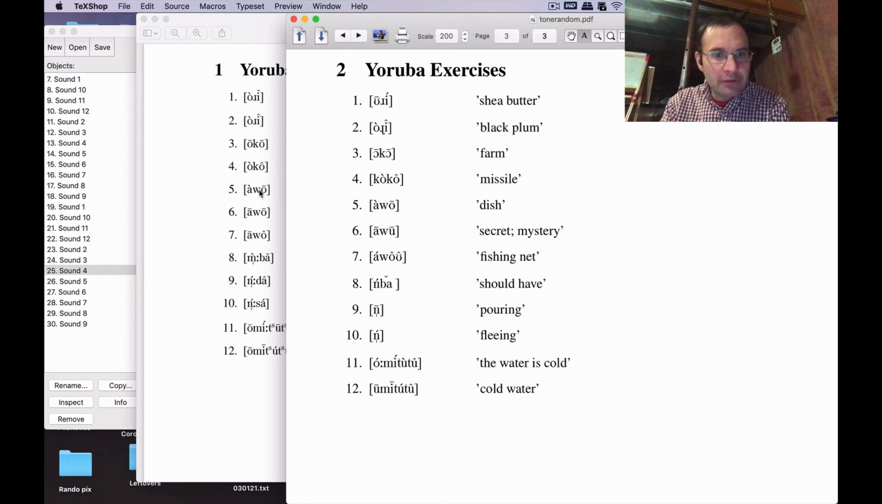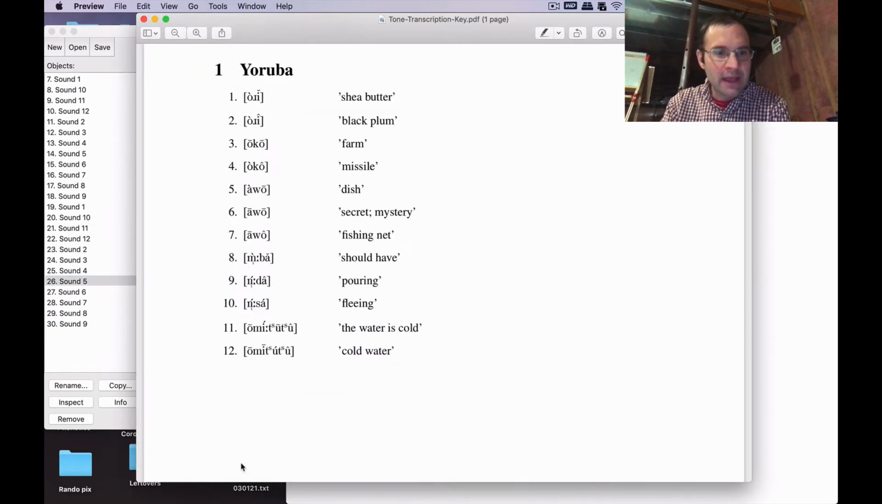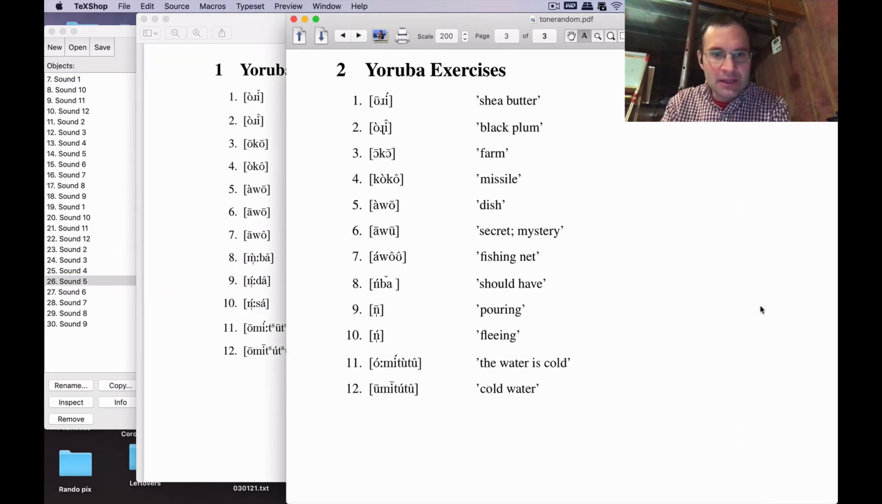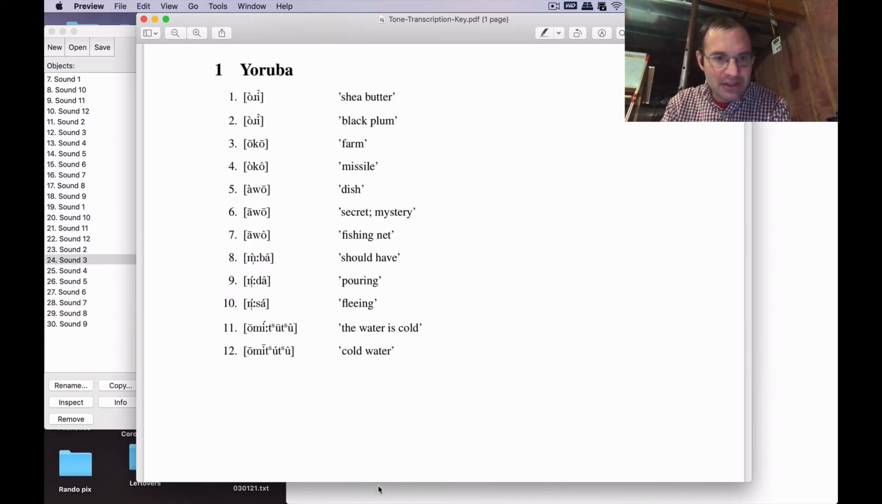Number 5, a low followed by a mid. So instead of falling, it goes up a little bit. That's where it goes down. This is where it goes up to the mid. So we agree on that. Number 6 is a mid followed by a mid, just like what we had for number 3. And that sounds like a match.